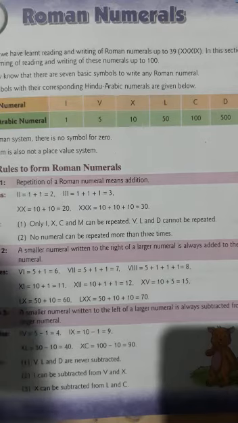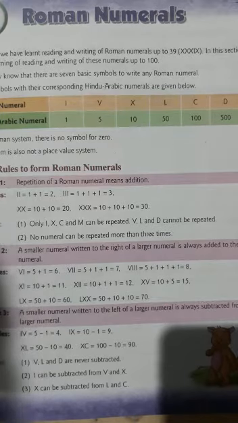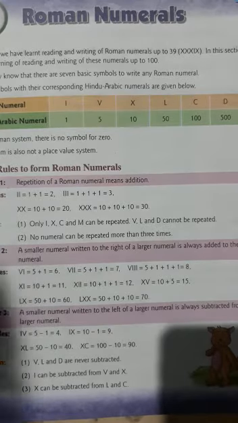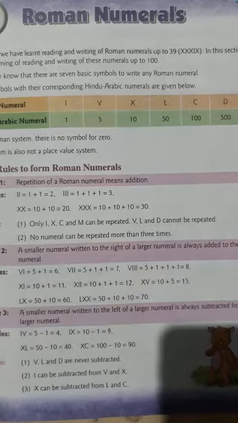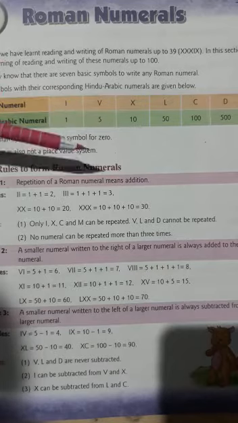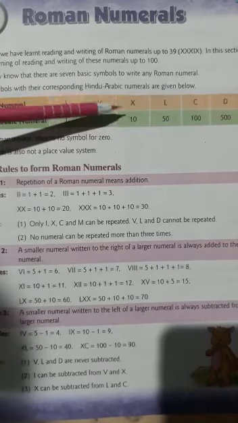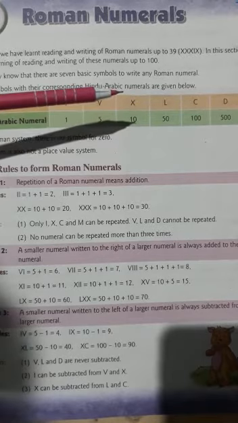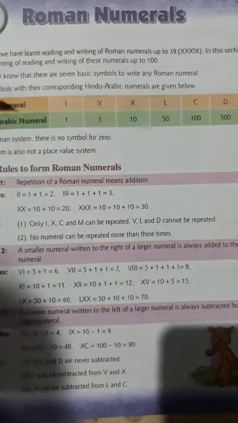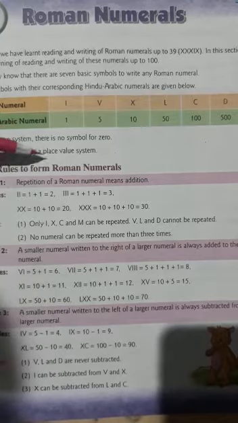Roman numerals. Children, we have already learnt reading and writing of Roman numerals up to 39. Okay? Now we will learn numbers up to 100. We already know that there are 7 basic symbols to write any Roman numerals. These symbols are I means 1, V means 5, X shows 10, L means 50, C means 100, D shows 500, M means 1000. Okay? Now, the basic rules to form a Roman number.